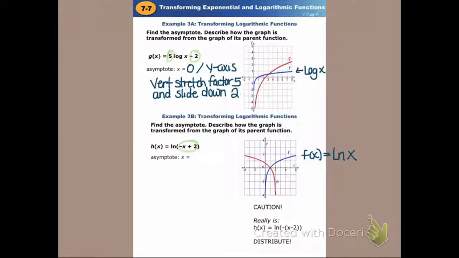Instead of x, it's now the opposite of x plus 2. Well, because that is all grouped with the x, we can tell those are both horizontal transformations. And anytime you layer horizontal transformations, it gets a little tricky. So I included this little caution here. So think about what this really means, the natural log of the opposite of x minus 2.